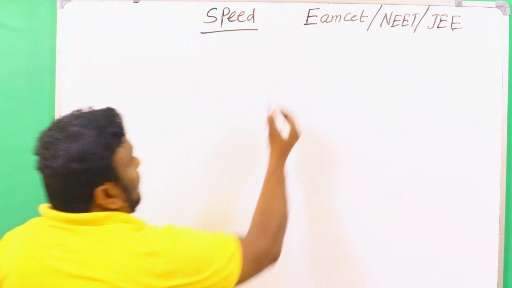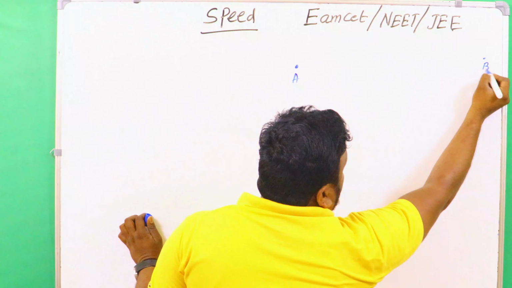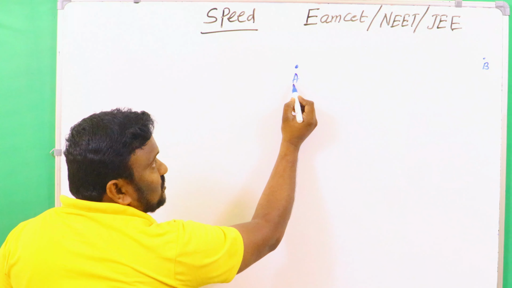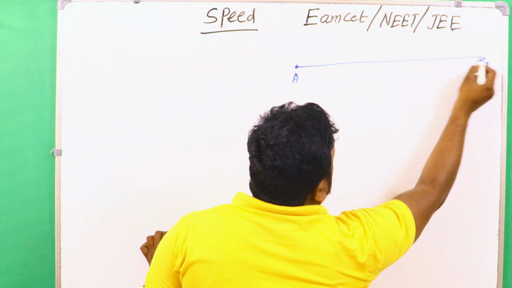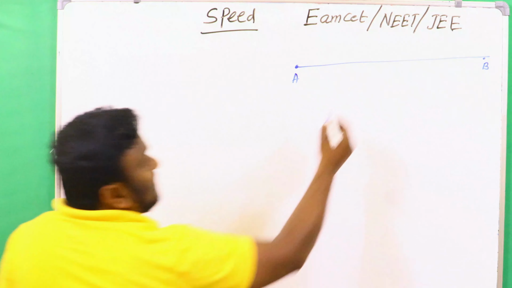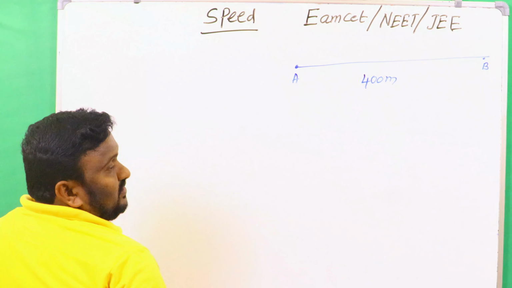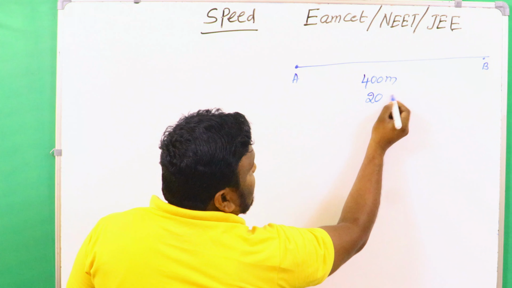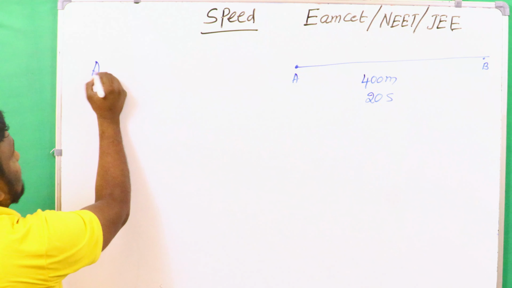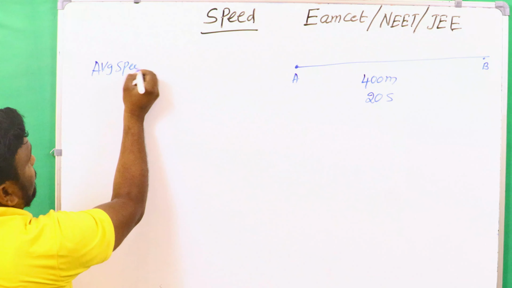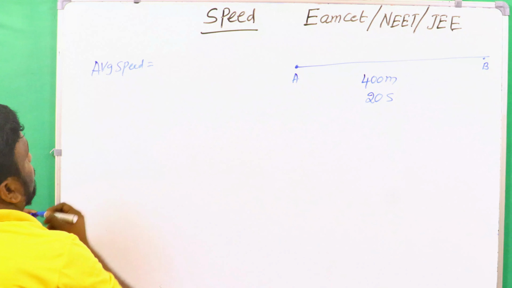For example, here this is the starting point A and this is the final point B. A body started its motion at point A and finished at point B. Clear? Now in this case it traveled some 400 meters in 20 seconds. Then what is its average speed? So average speed is equal to what you can write? Total distance by time taken.